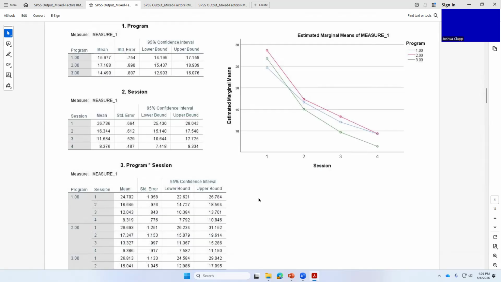Remember that the effect that we're trying to tease out here is differences in pattern of means across repeated measures by group, right? So across the repeated assessments, we're seeing different patterns of means by treatment condition.